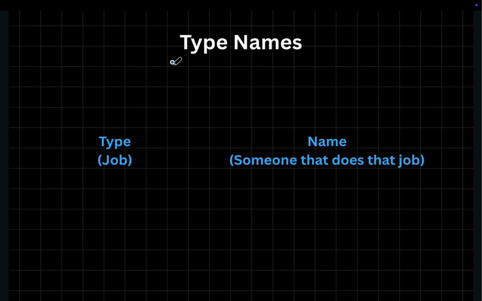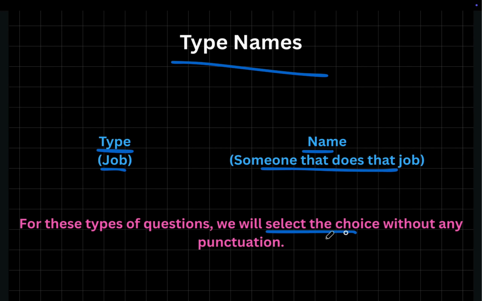Next up is type names. So what do I mean by type names? Whenever there's a type, usually a job, then a name, so a name of the person that does that job, or the name of the thing that is an example of that type, you will select the choice without any punctuation. Let me show you what I mean.